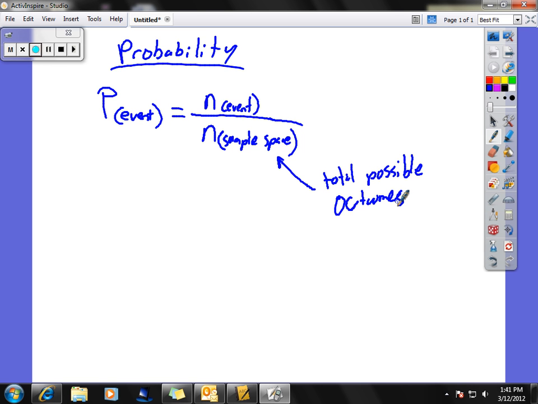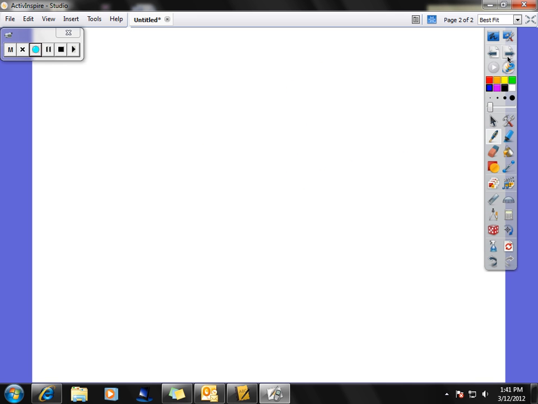Alright, and the event, this is how many times your particular thing you want to happen, okay? So this is the particular event you want to happen. And then the bottom, the denominator, is always the sample space, which is the total. So they're always fractions, or decimals.